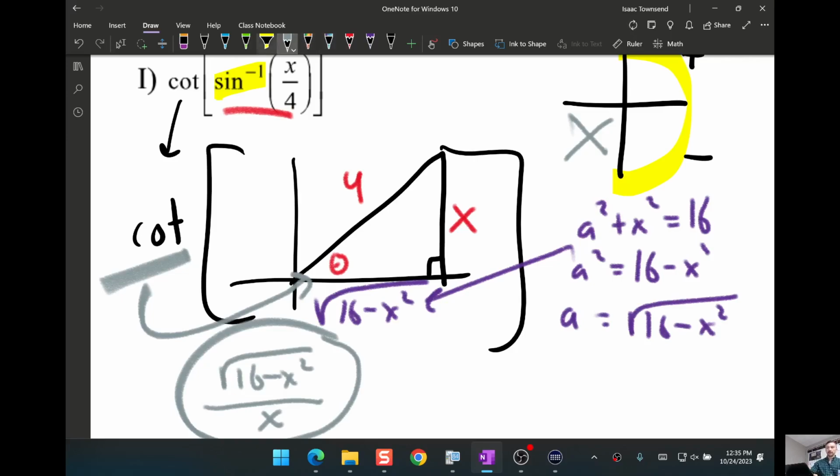And I can imagine that this answer may feel a little funny because you're not used to having x's in your answer. But if you have an x in the question like this, and part of your triangle sides have x's in it, then you should probably expect there to be x's in your answer too.